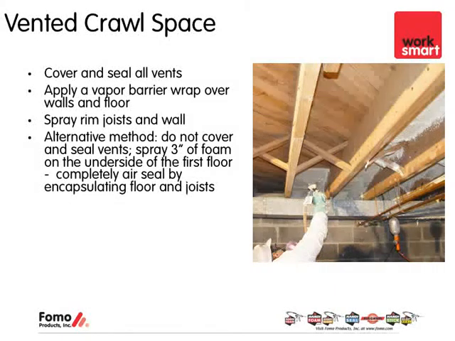An alternative method could be to not condition the crawl space, keep it vented, but rather spray about 3 inches of foam on the underside of the first floor, completely air sealing and encapsulating the floor and the rim joist. So in essence, you are keeping the crawl space as a vented crawl space just like it was, but you're preventing any problems in that crawl space from migrating up into the first floor. In essence, you're capping off the crawl space so that the first floor and the crawl space are not tied together anymore.